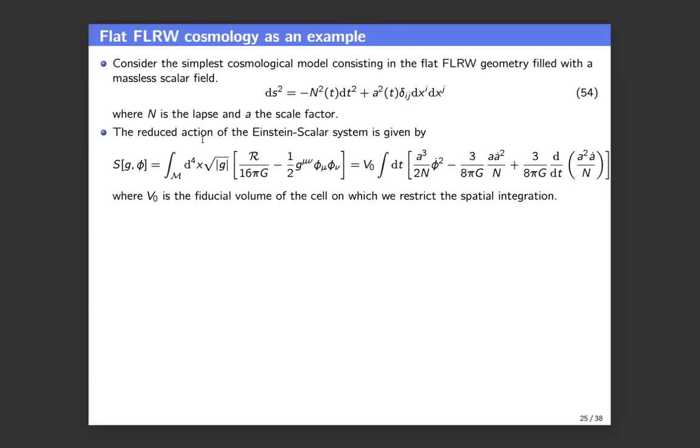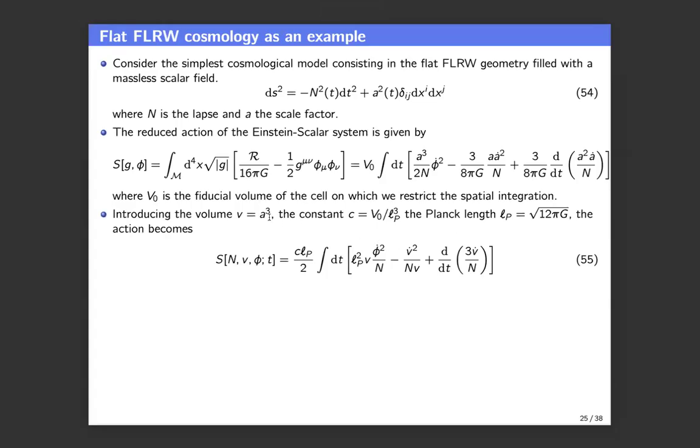Okay, now I focus on the reduced action of the Einstein scalar system. So I start from this action, and I obtain this reduced action, okay? V0 is just the fiducial volume on which I restrict the spatial integration here. That's the matter contribution. Phi is the scalar field, which is filling my universe, such that the expansion or contraction is non-trivial. And this is the kinetic part of R, okay? And you have a total derivative term that you can forget.